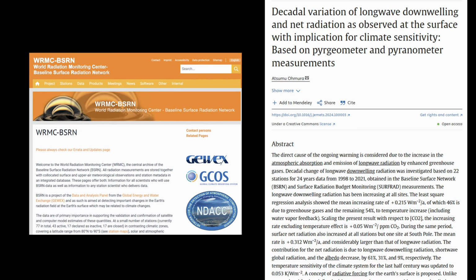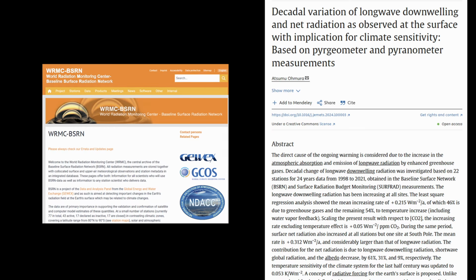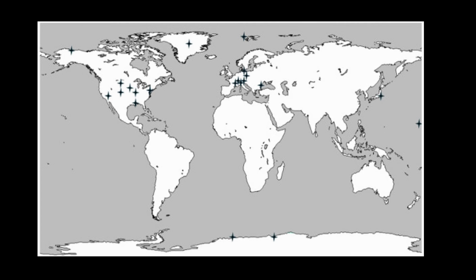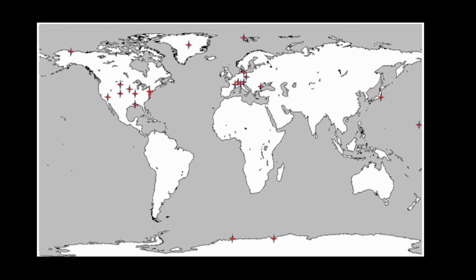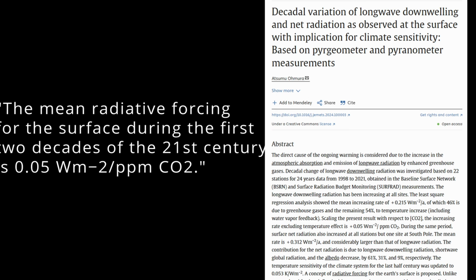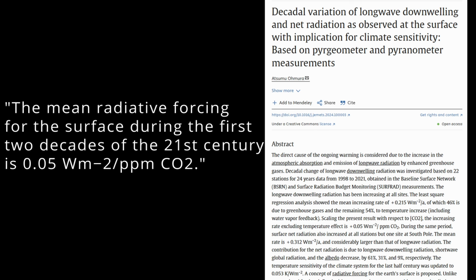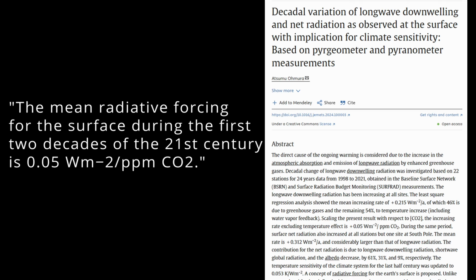We return to surface pyrgeometers, also from the BSRN and SURFRAD network. You can see a map of the stations here. Not sure who thought it was a good idea to use black stars on a black and white map, so here's a version with red stars. They calculate radiative forcing based on real-world data at the surface, as opposed to calculating it with respect to the top of the troposphere, as is usually done.